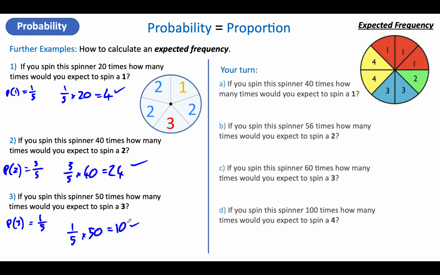Cool. Here's a different spinner for you. 8 equally sized spaces with different numbers in. Different amounts of trials. You know, the trials are how many times you've done it. Again, make sure you've got some good examples here. Pause the video, unpause when you've answered these questions, please.